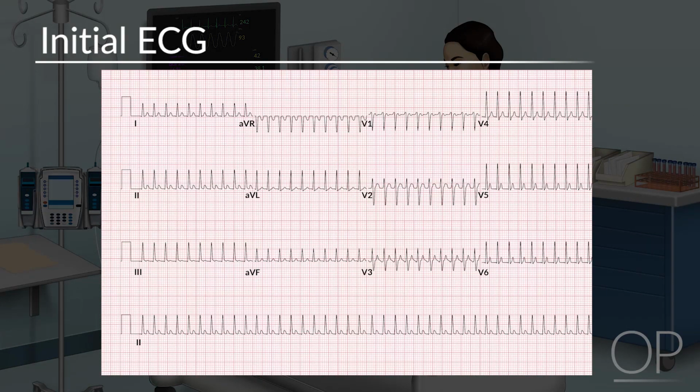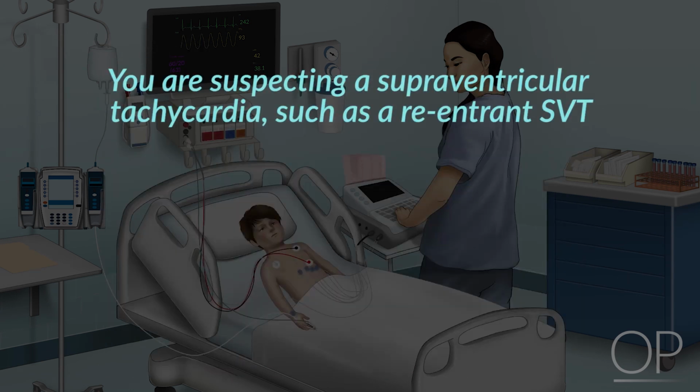The initial ECG appears to be a narrow complex tachycardia at a rate of 242 beats per minute. There are no P waves to be seen. In this context, you are suspecting a supraventricular tachycardia, such as a reentrant SVT.